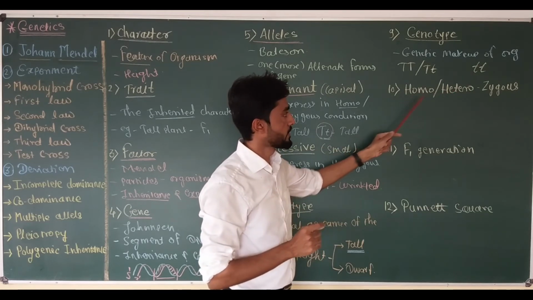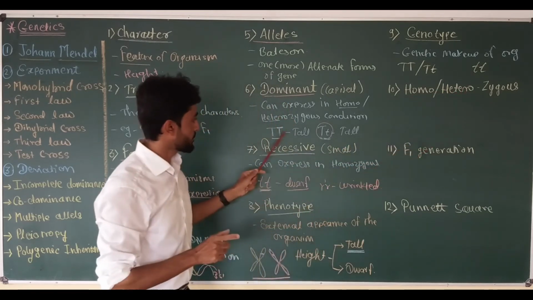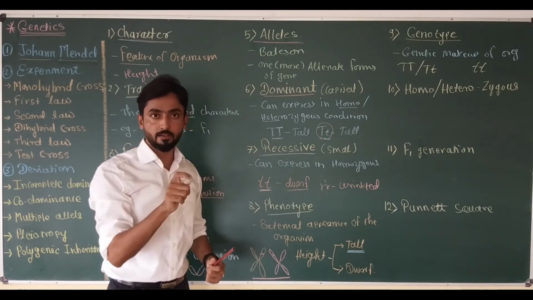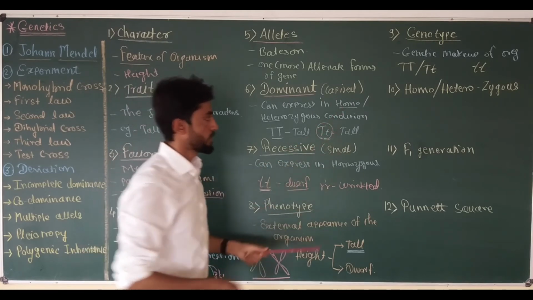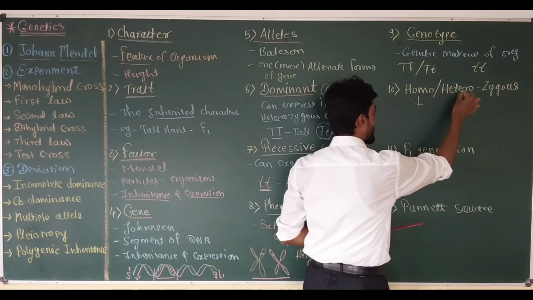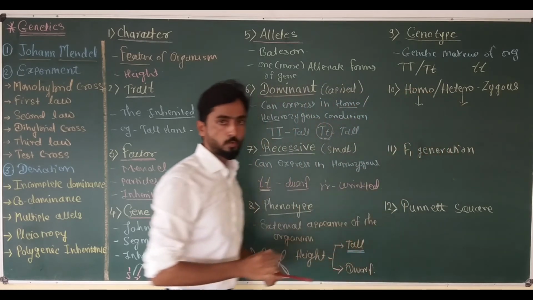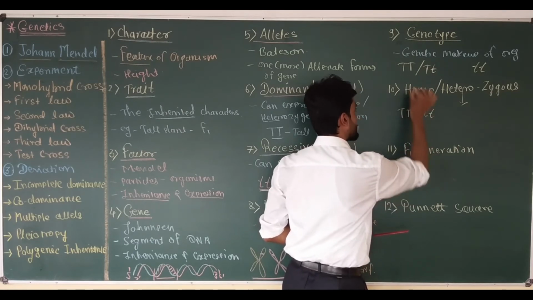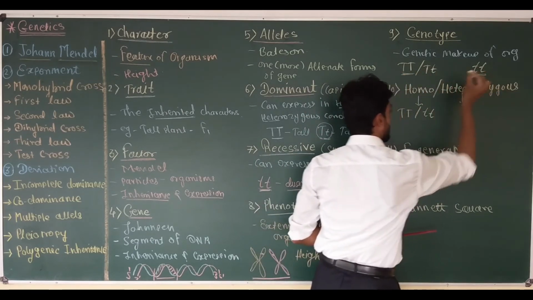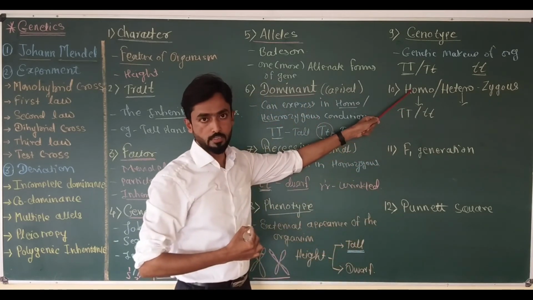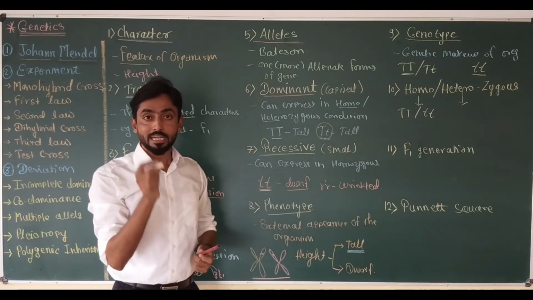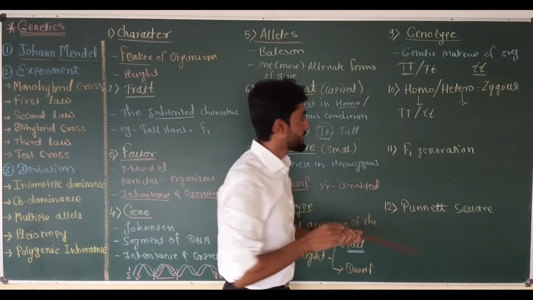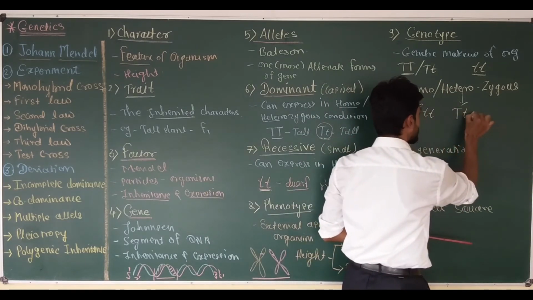Okay, so now the term number 10 is homozygous and heterozygous organism. What is homozygous and what is heterozygous? It is clear from this now. If the organism has two alleles which are similar, it is called homozygous condition, like capital T capital T or small t small t. And if the organism has two dissimilar alleles, then it is called heterozygous condition, like capital T, small t.